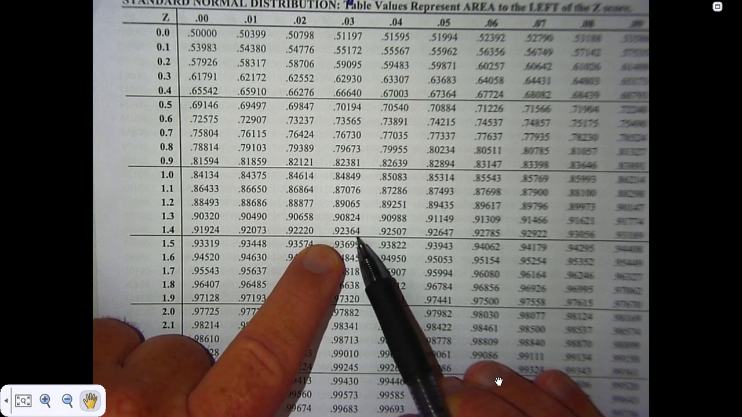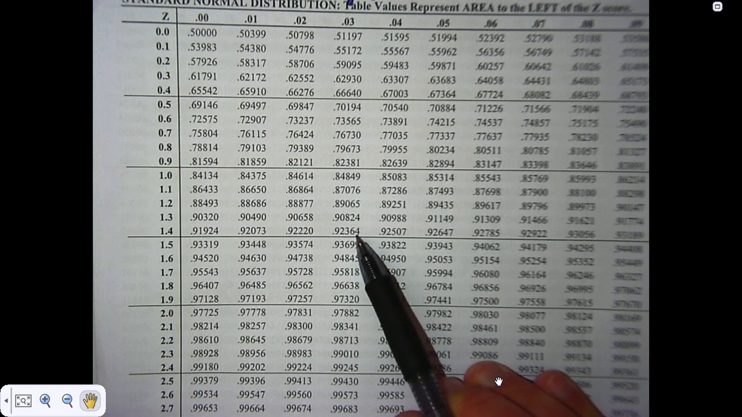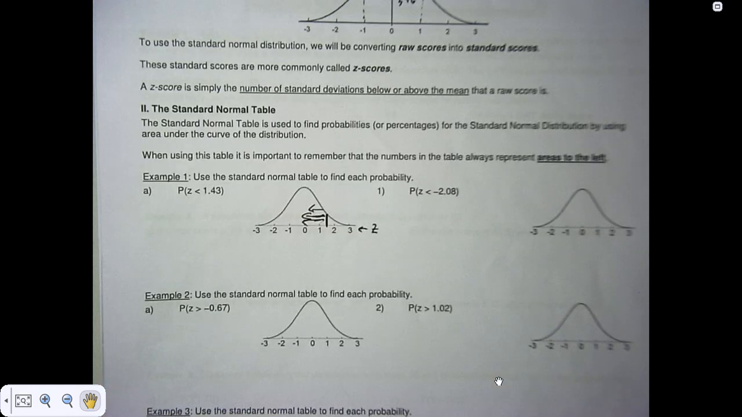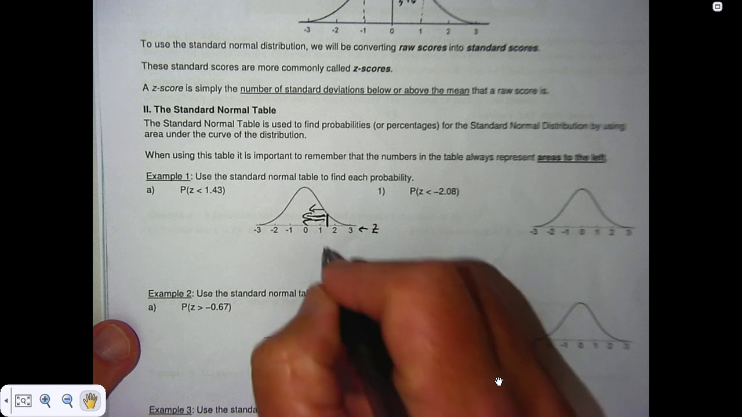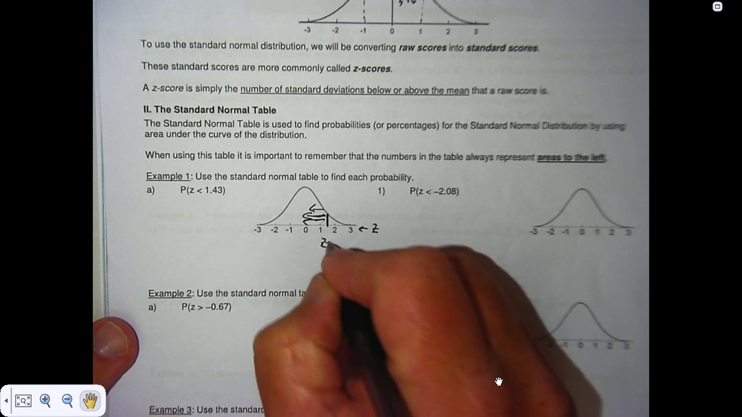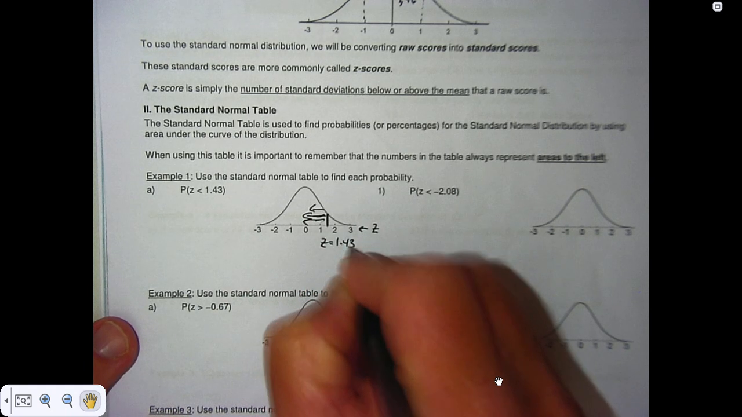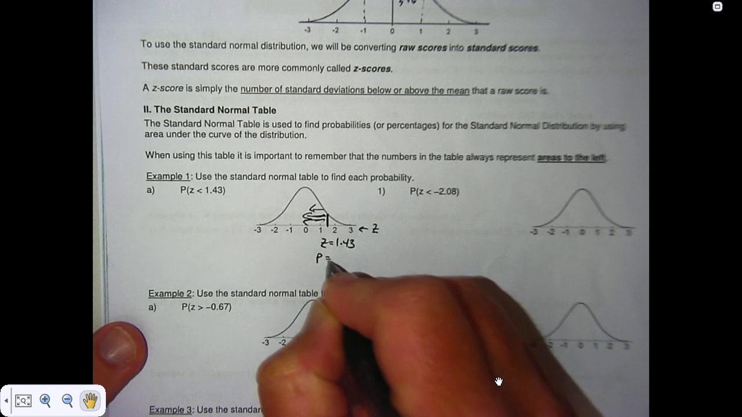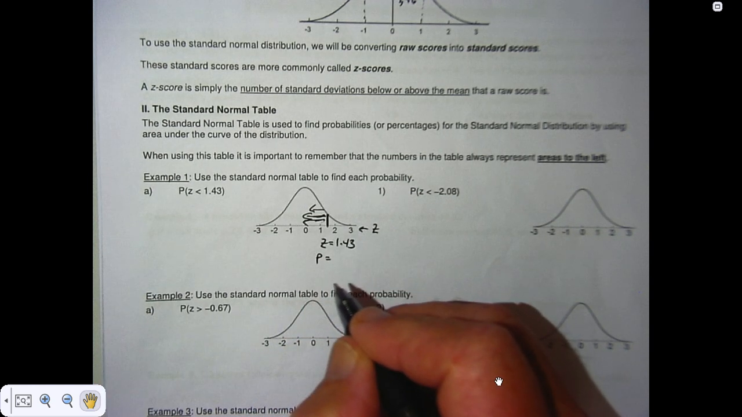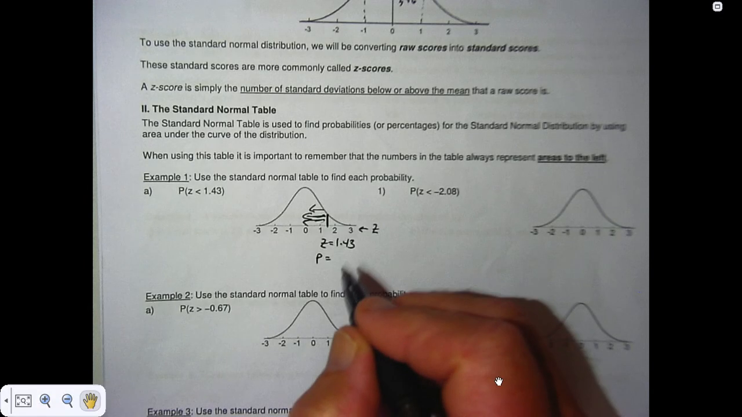0.92364. I'm going to write that on the other piece of paper, 0.92364. So that is a z-score of 1.43, and now a probability of... I've lost my mind already. Hold on. 0.92364.